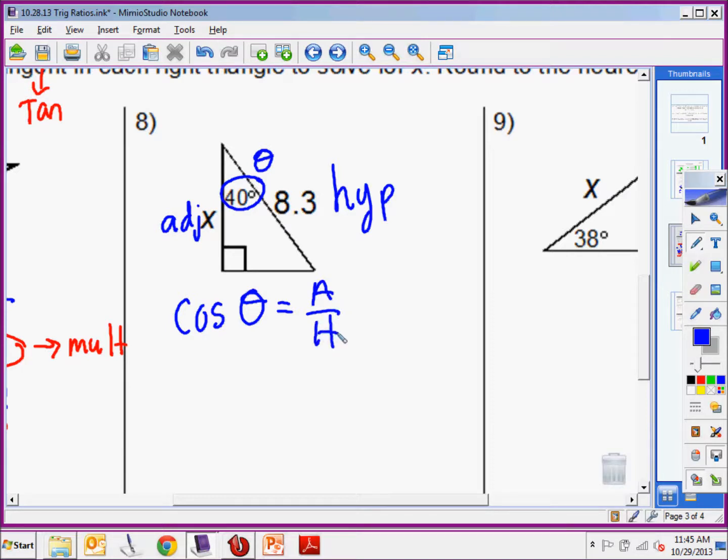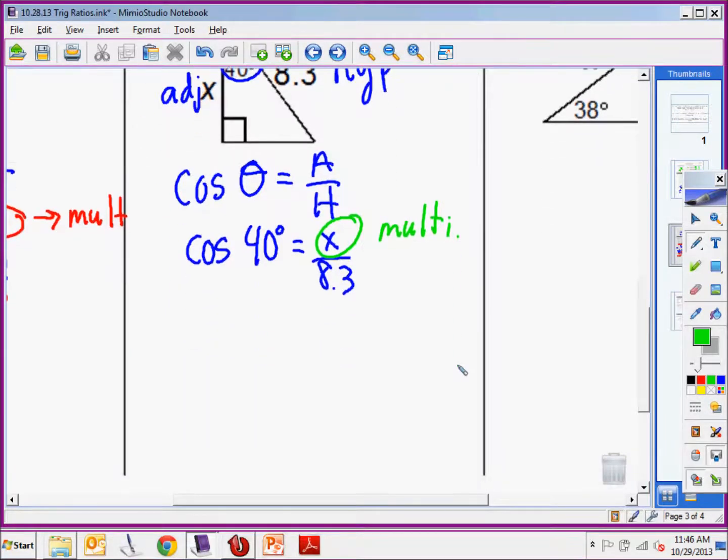So now we plug in what we know. What's theta? 40. What's A? X. And what's our hypotenuse? 8.3. Where is our unknown variable? The numerator. Numerator means we're going to do what? We're gonna multiply. So if we're multiplying, what am I putting in the calculator? 8.3 cosine 40 degrees. Oh, it's cosine.